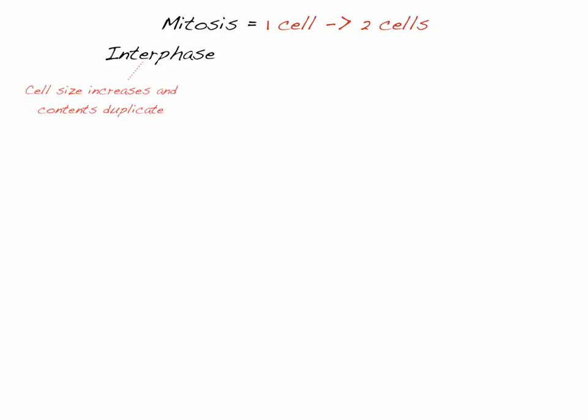Let's talk about mitosis, which is the process of one cell becoming two exact daughter cells. Before we go into mitosis, a cell has to go through interphase. Interphase is when the cell actually increases in size and all the contents duplicate in preparation to become two cells. Then we go through mitosis, which is what we're going to talk about in this discussion, and this is followed by cytokinesis, which is when the one cell actually physically pinches off and becomes two cells.